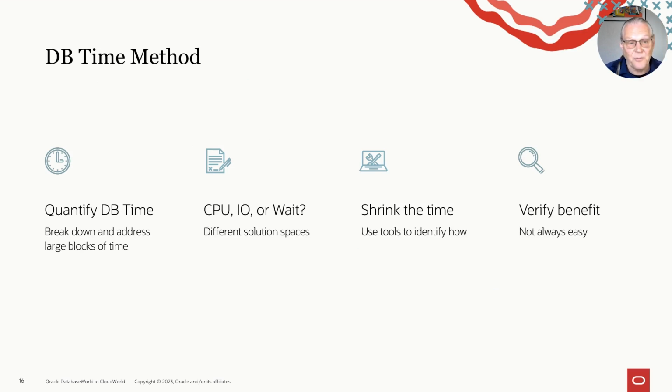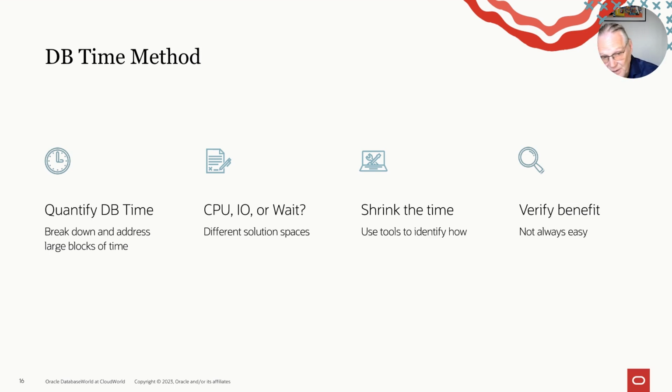So getting a little more specific, basically the first step is to quantify the DB time, measure it, and break it down into useful components. And that's what the instrumentation layers, time model, and active session history are all about. One of the critical things, and we've alluded to it at the very beginning, is, are we on CPU? Is our DB time largely spent on CPU or in IO or in wait? The reason that's important to figure out is because those are 3 very different solution spaces for how to go about shrinking DB time, which is the next step.